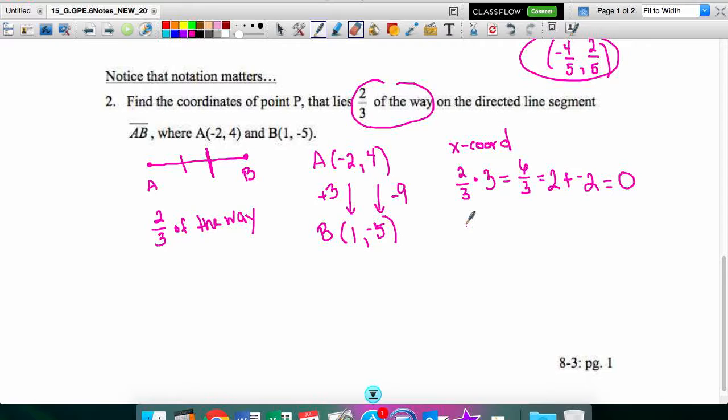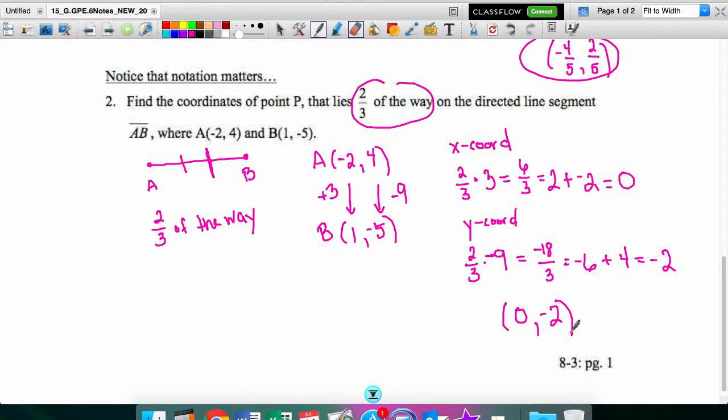We'll repeat this for y. We want 2/3 of the way. The y coordinate is currently -9 units away. So 2/3 of -9, if you multiply, gives you -18/3 or -6. So I want to move 6 blocks in the downward direction, or -6 y blocks. And that's how far I want to move, but again, it's not the position. I have to add that to the original position to figure out what my new position is. In this case, -2. And that's my coordinate. 0, -2.